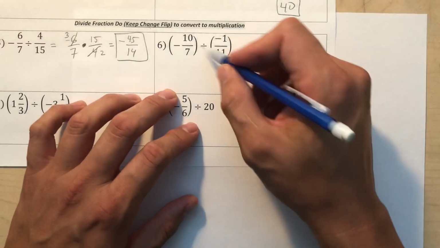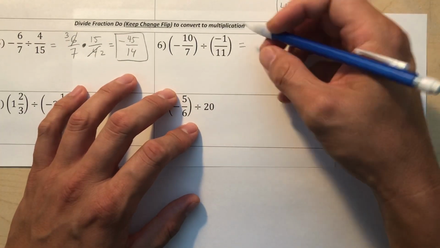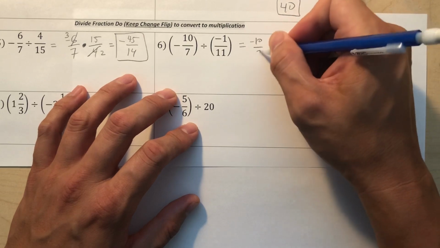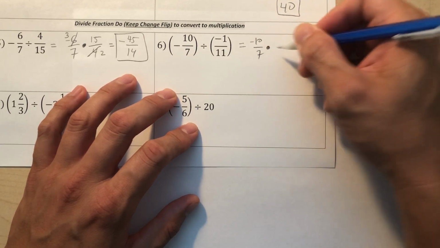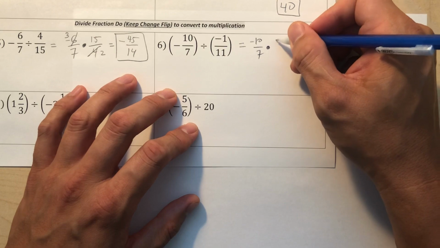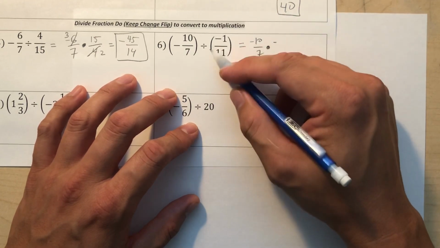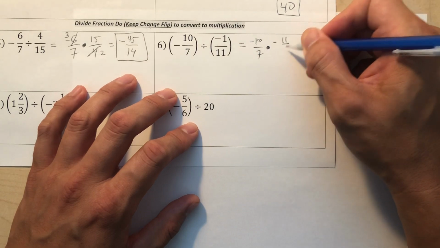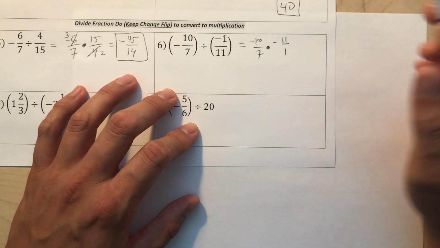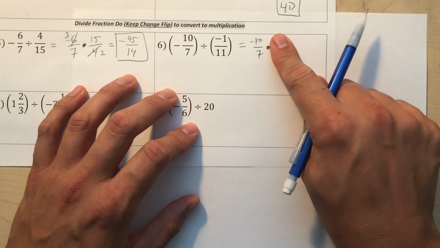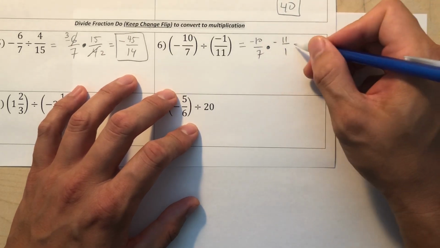Number 6. Let's do it again, okay? So I'm gonna keep the first one, change the division to multiplication, and then you're gonna flip the second fraction. That gives me negative. Now, I know the negative one's here. It doesn't matter where it goes, so just say negative 11 over 1, okay? It doesn't matter where the negative is. Just know the first number is negative and the second number is negative, okay?